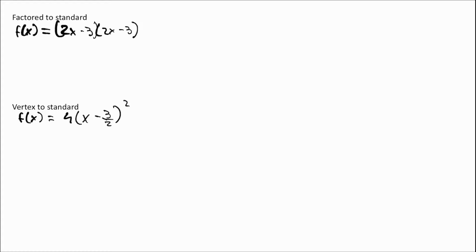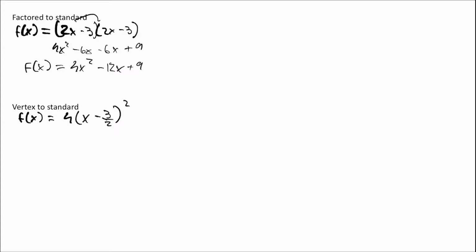So now let's go to another example, factored to standard. Factored to standard, we have to expand. Okay, so let's expand this. To expand this, we will get 4x squared minus 6x minus 6x plus 9, which will get us f of x equals 4x squared minus 12x plus 9.